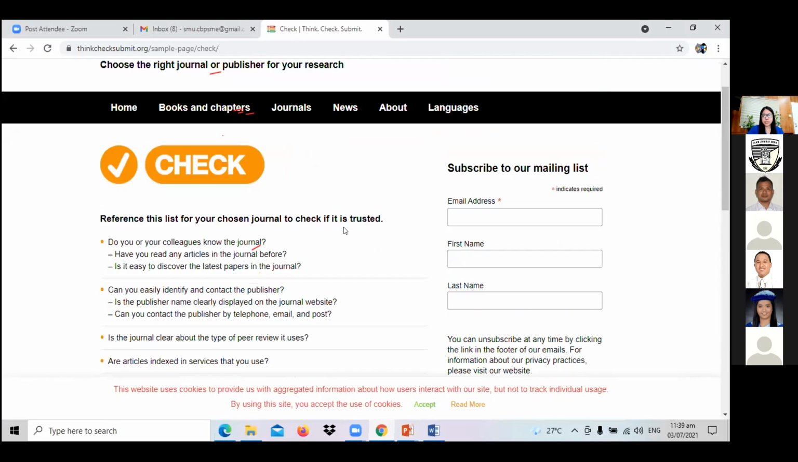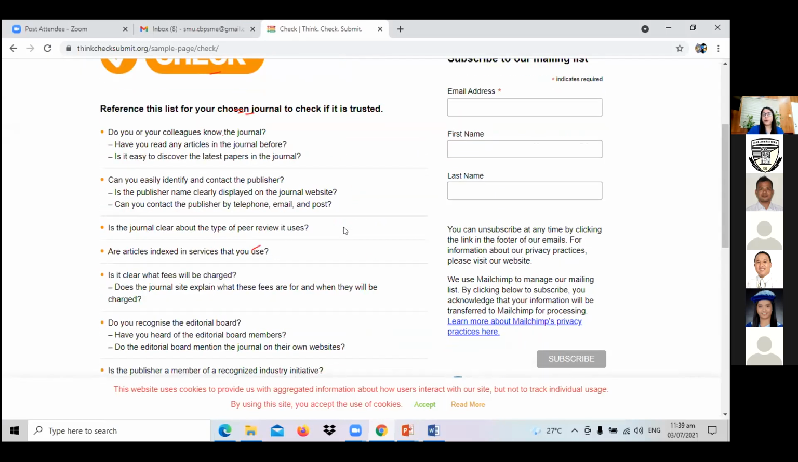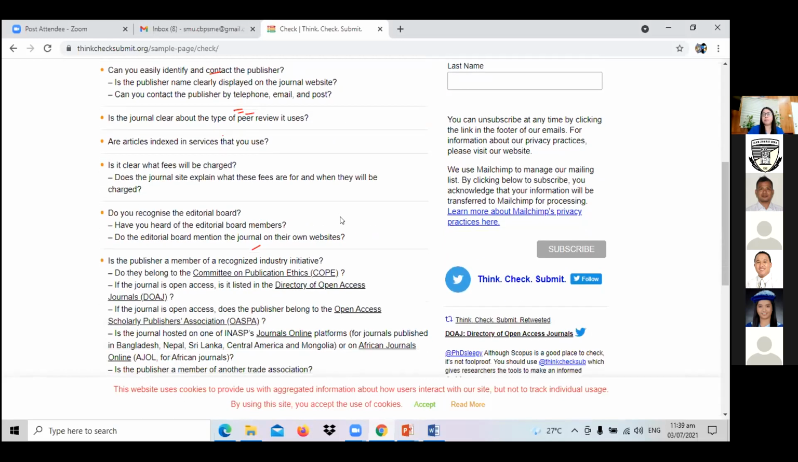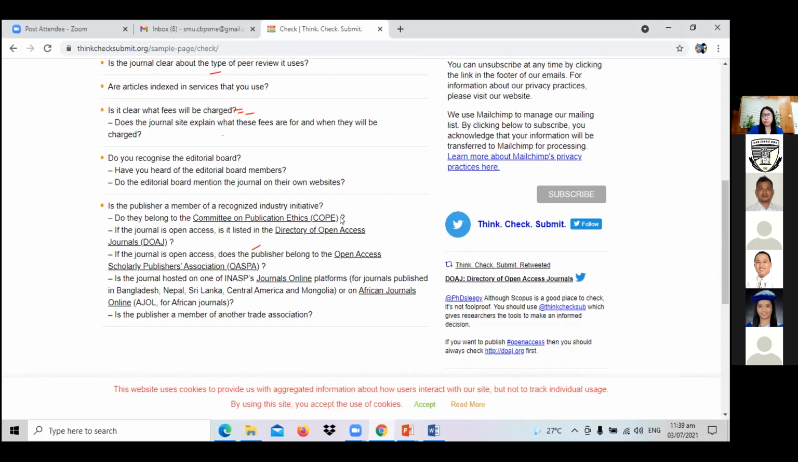So for check, these are the items. Do you or your colleagues know the journal? Have you read any articles in the journal before? Is it easy to discover the latest paper in the journal? Can you easily identify and contact the publisher? Is the publisher's name clearly displayed on the journal? Can you contact the publisher by telephone, email, and post? Is the journal clear about the type of peer review it uses? Are articles indexed in services that you use? Is it clear what fees will be charged? Do you recognize the editorial board?